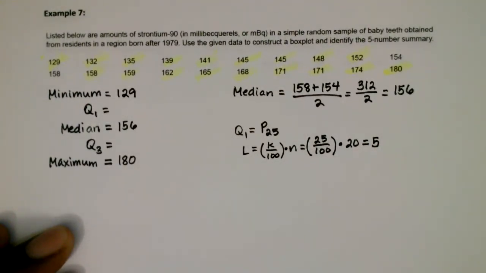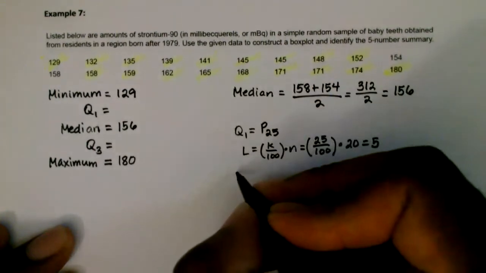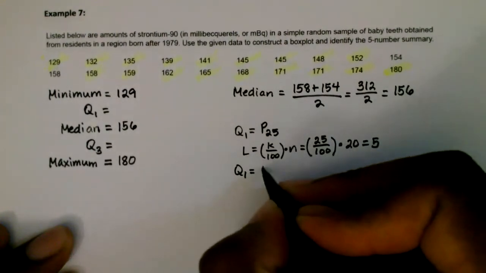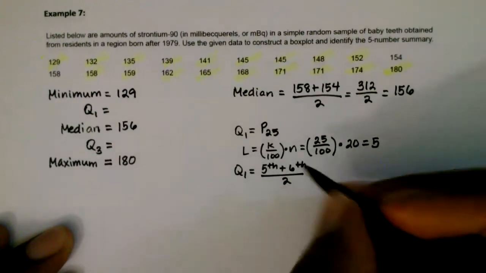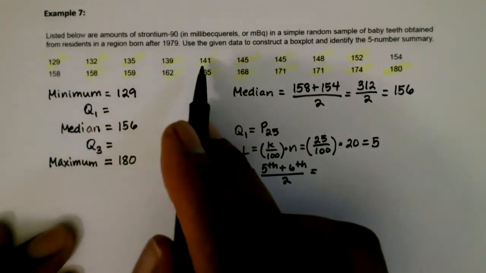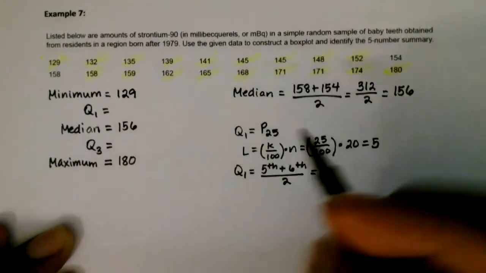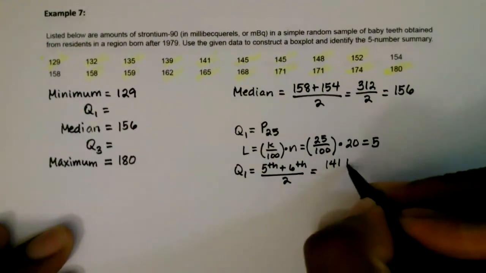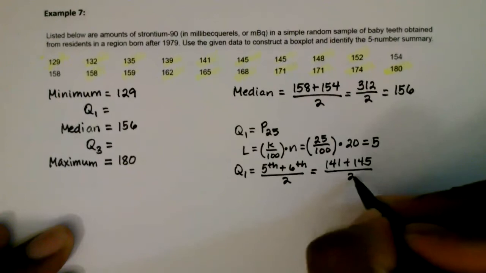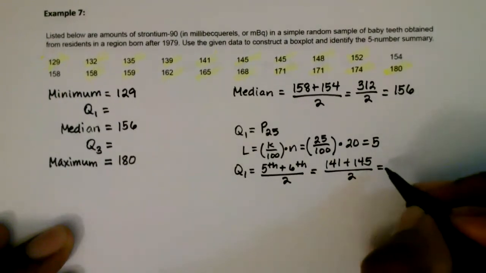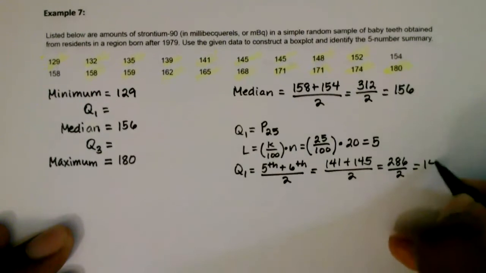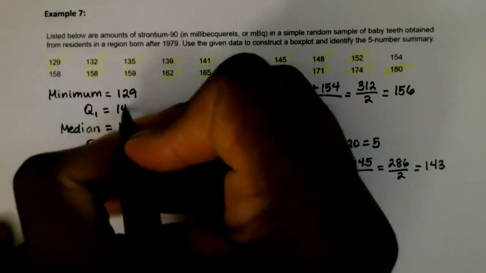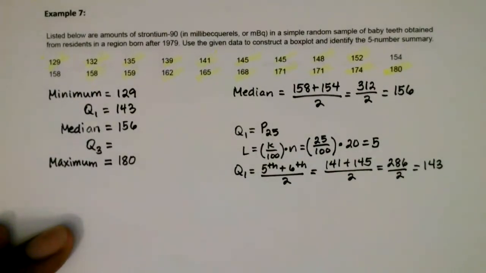And L is a whole number, so I need to look at not only the 5th number, I need to look at the 6th number as well and get the average of the 2. So in this case here, Q1 is going to be the 5th plus the 6th number divided by 2. The 5th number is 141, and the 6th number is 145. So I got 141 plus 145 divided by 2. 141 plus 145 would be 286. 286 divided by 2 would be 143. So the first quartile is the number 143.